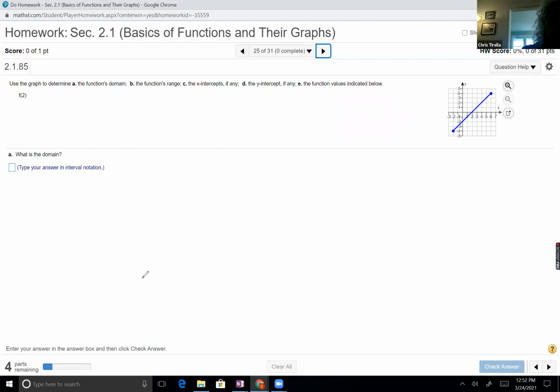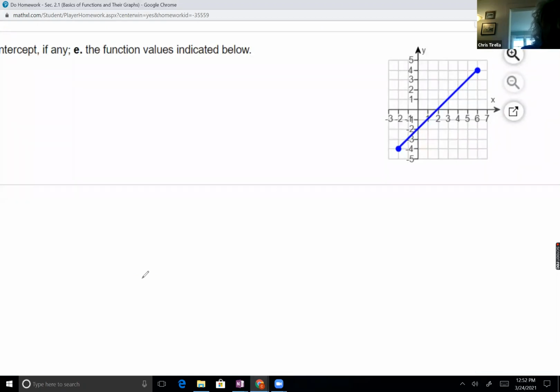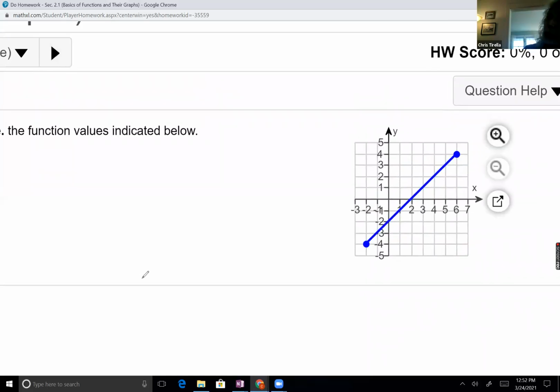Oh, this one's not too bad. We want f of 2. I'm going to make it a little bit bigger, and I'm going to shut up and see what you guys get.